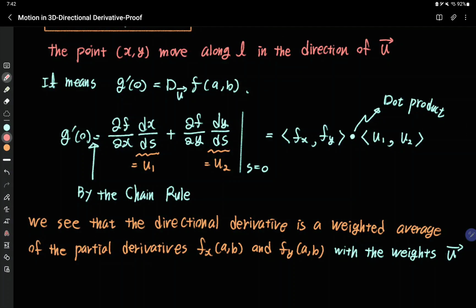So the directional derivative can be obtained by the dot product of the gradient and the vector u, and we can interpret it as a weighted average of the gradient with weight vector u.